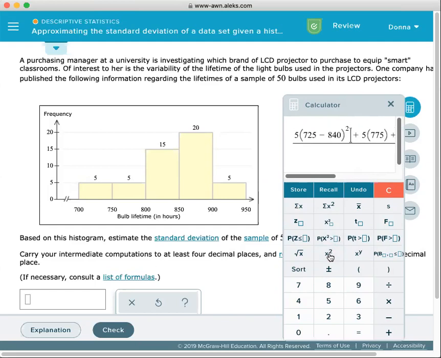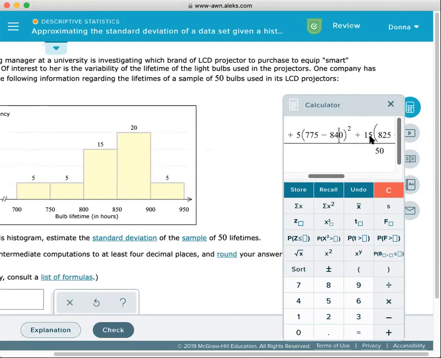So I'm going to square that one, subtract 840, and then square, subtract 840 again, and then square, subtract 840, and then square.